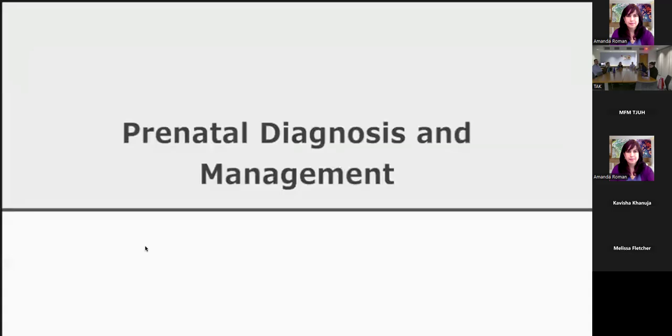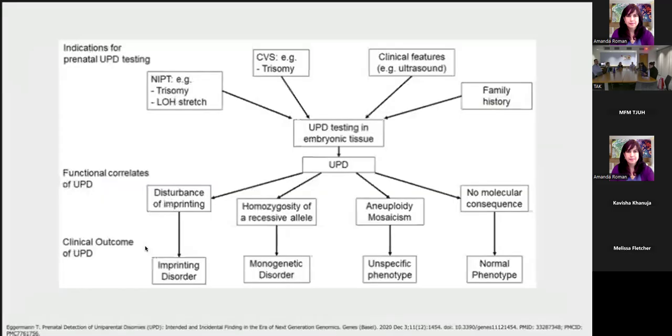So now we're going to go into prenatal diagnosis and management. The above is a schematic walking us through different indications for prenatal uniparental disomy testing and clinical outcomes. I will discuss the indications a little more in depth in the next slide.